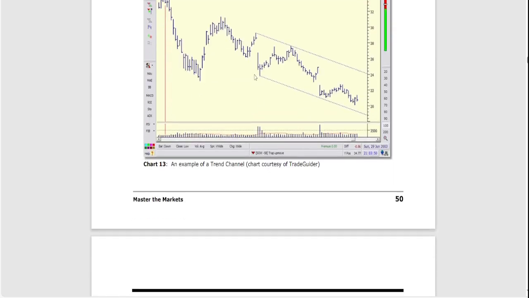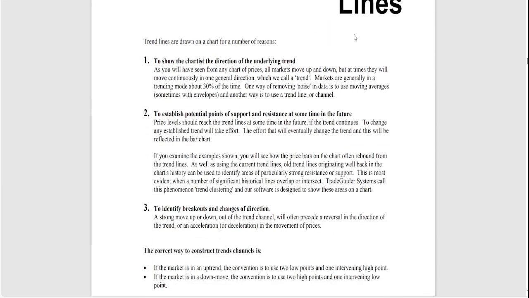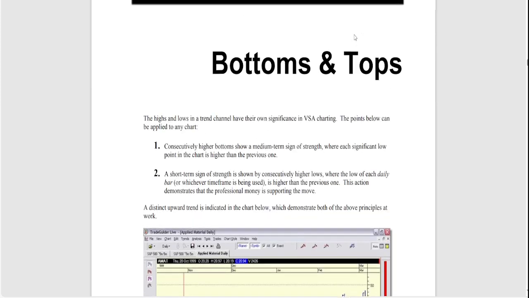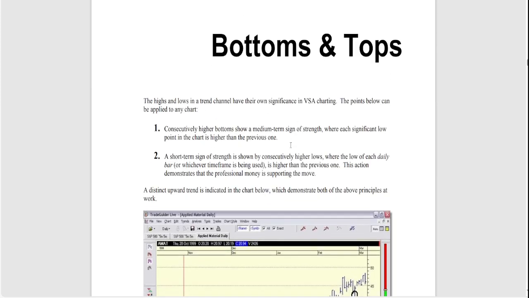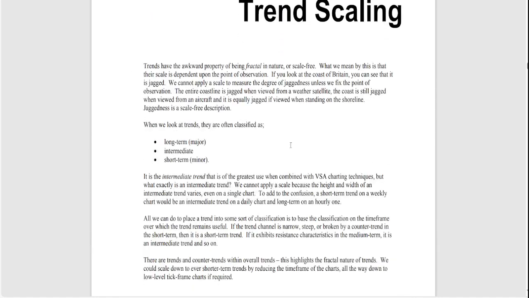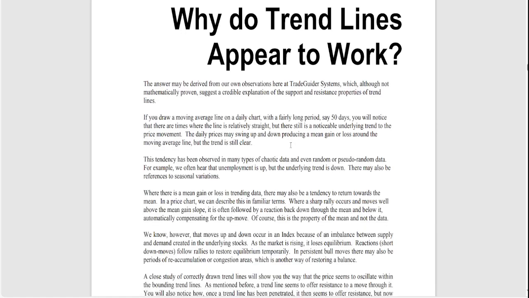Trends are basically successive, consecutive lower highs and lower lows is a downtrend, consecutive higher highs and higher lows is an uptrend. Simple as that. Just read that. How to plot a trend line, just read that. Bottoms and tops, you have to just read this book 3 to 4 times. I want you to read this book 3 to 4 times, that's it, and then throw it away.